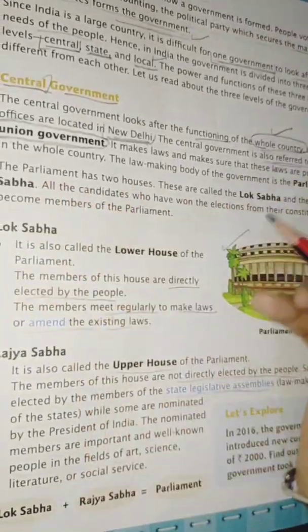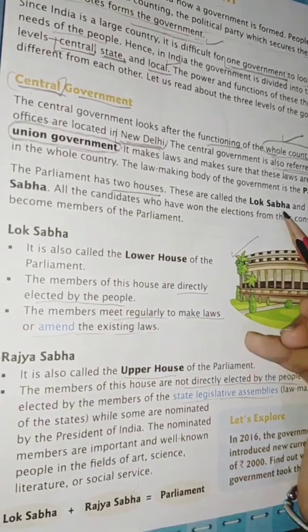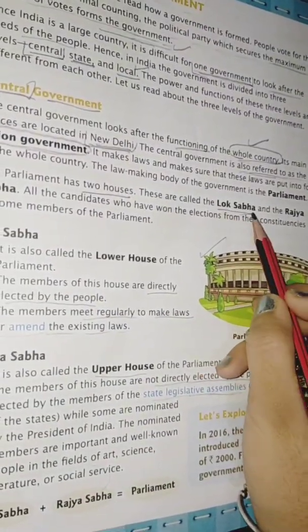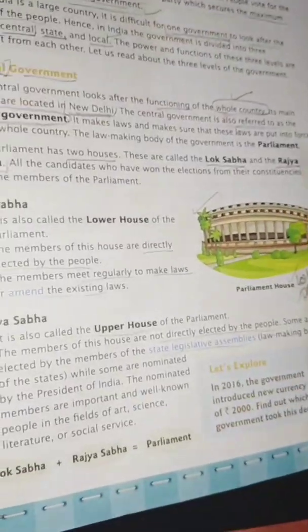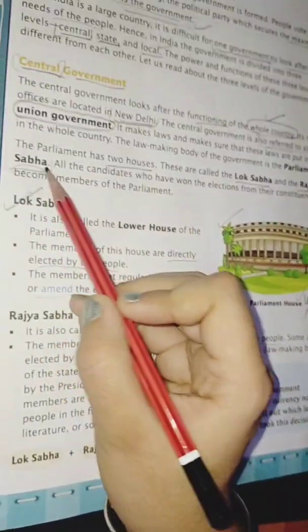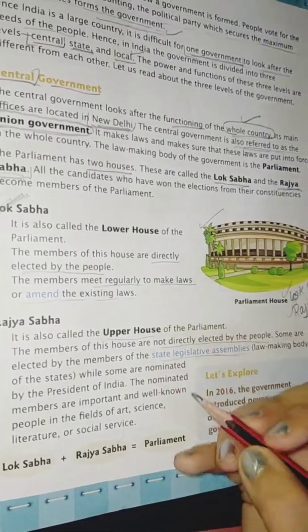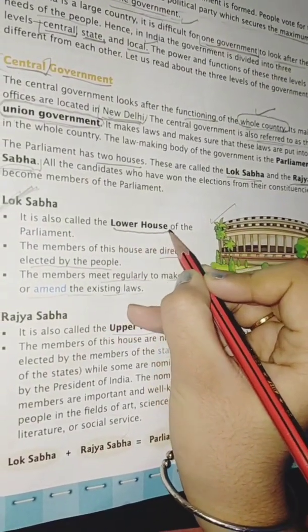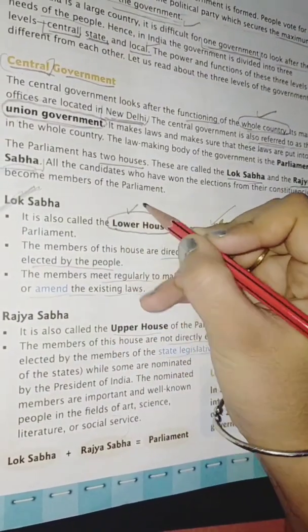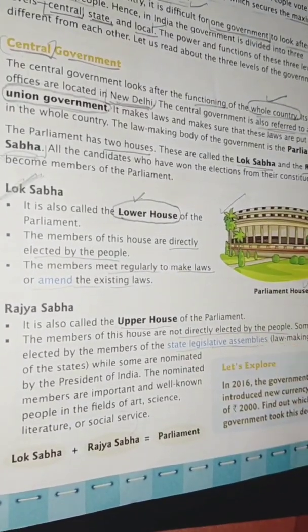There are mainly two houses in the parliament, as already written there. The first is the Lok Sabha and the second one is the Rajya Sabha. Moving further, firstly the functions of Lok Sabha. Lok Sabha is known as the lower house, because it is lower than the Rajya Sabha.